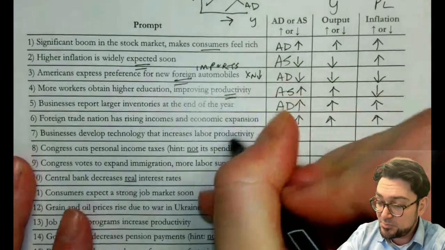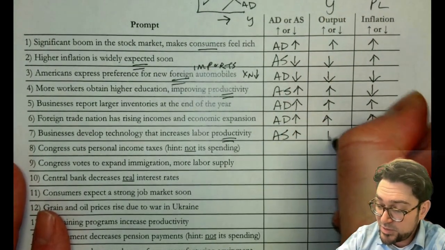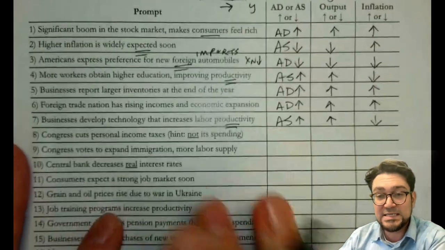Number seven, businesses develop technology that improves labor productivity. Again, productivity is an aggregate supply shifter. It's an increase. So we're going to have more output and lower prices.